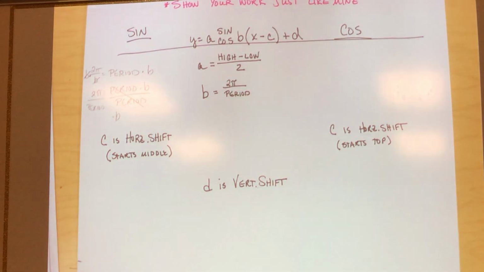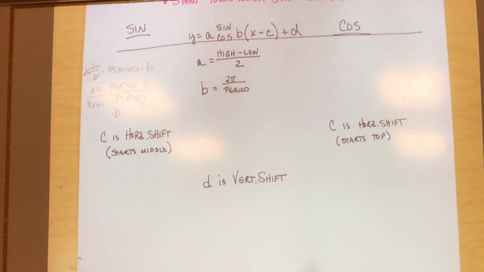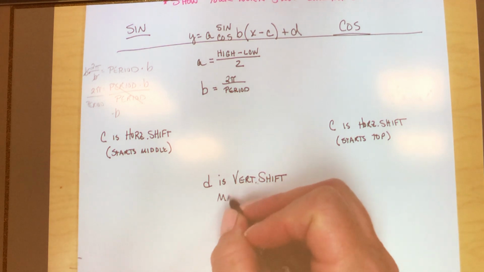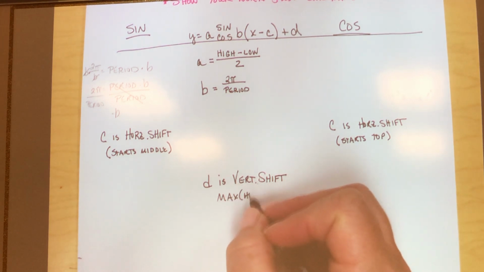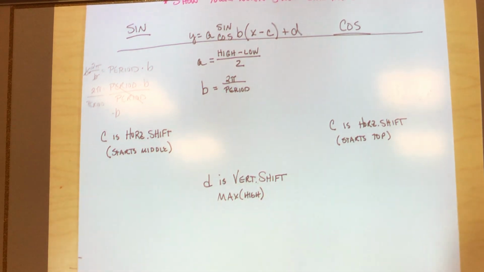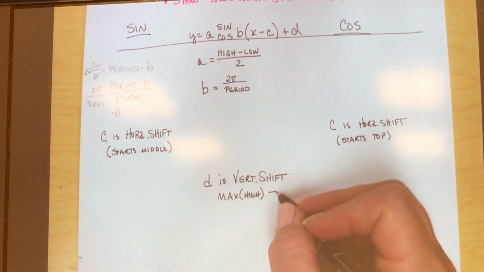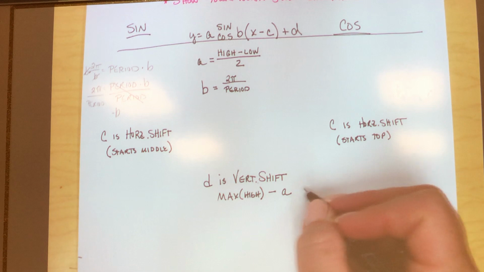All right, so here we go. So here's what it is, guys. Add them and divide by 2. It is the max or the high, whichever one you want to say. Y'all use the word max, so I'm going to write that. Max minus the amplitude, A.